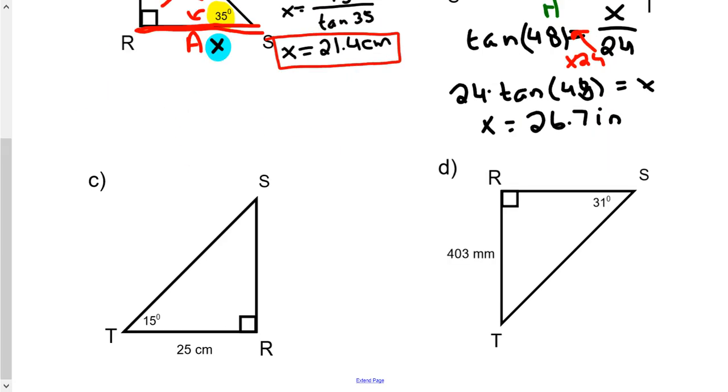So you try, pause, see if you can use that tangent ratio to find each of these side lengths. RS, so from vertex R to vertex S, this is our unknown in triangle C. And in question D, RS is our unknown here. So take a minute and give those a try.